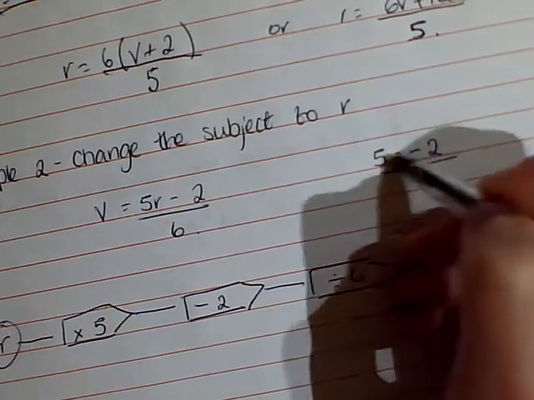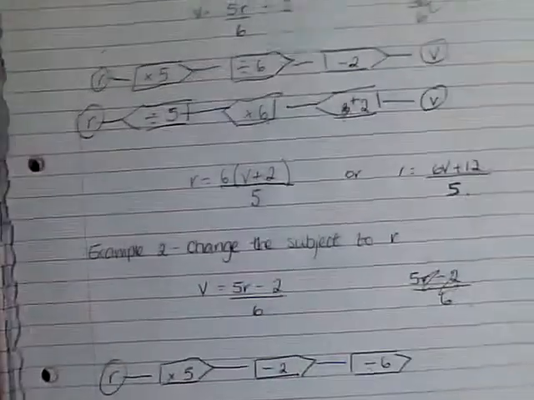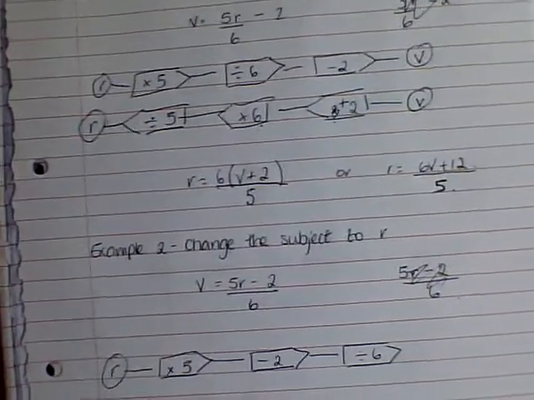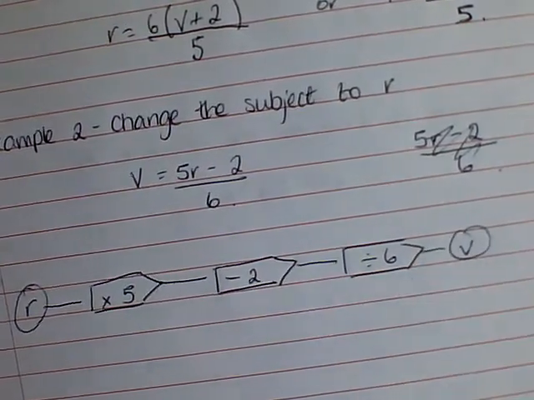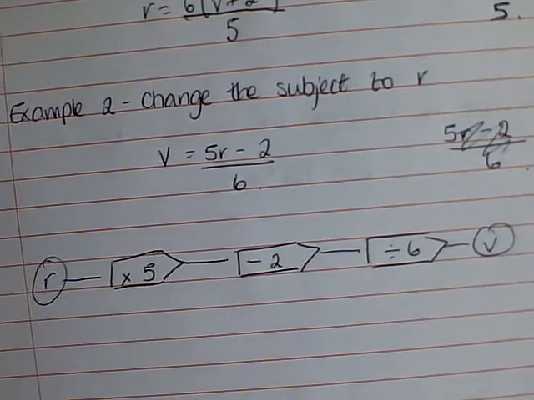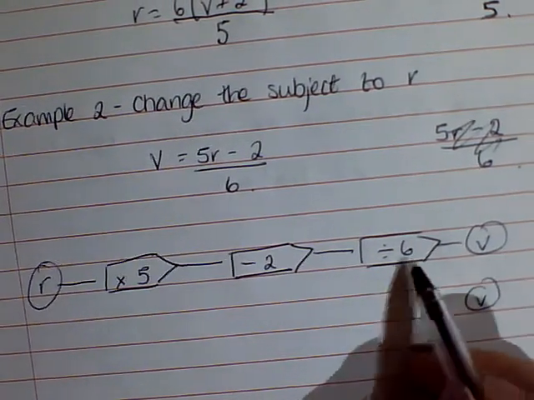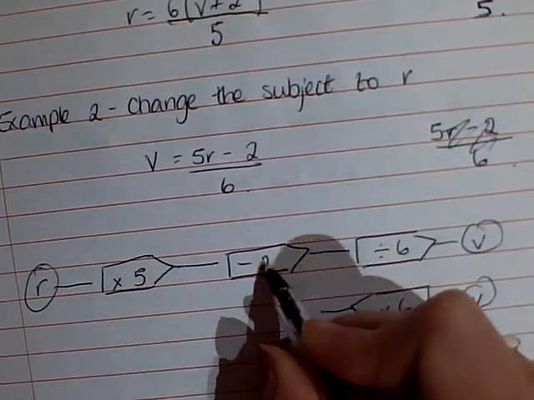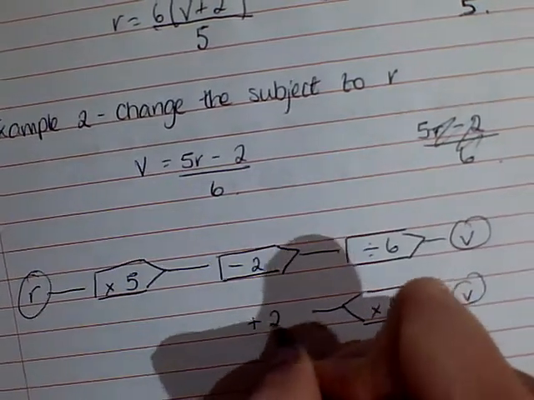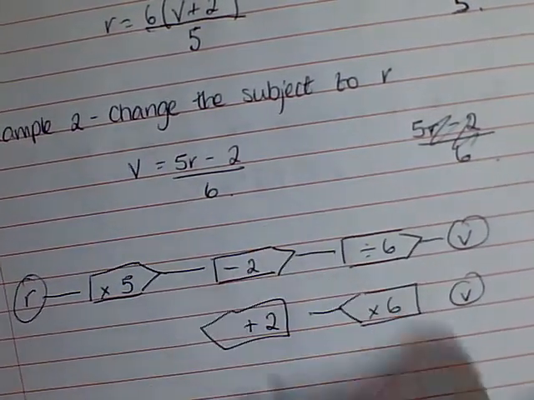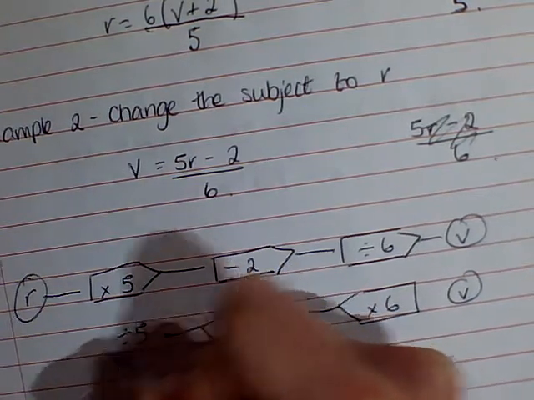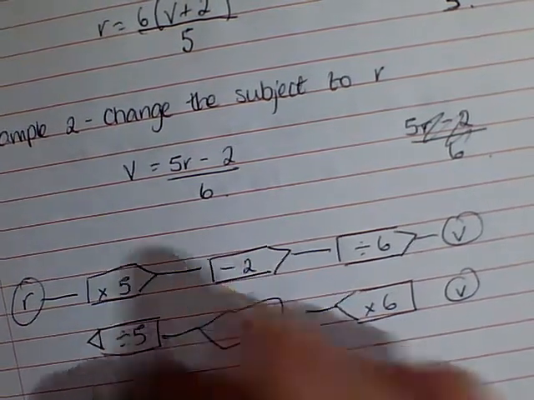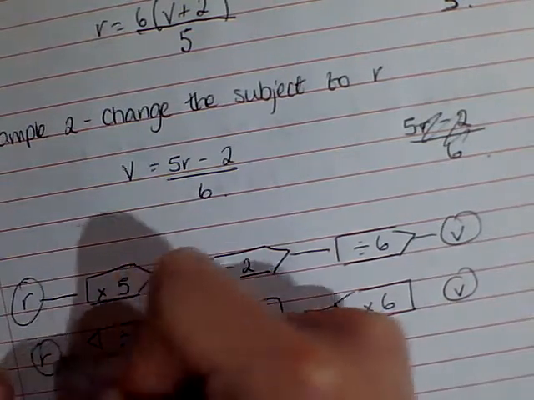So the only difference between those two is the order of the steps has changed, but it makes a huge difference. And that gets me B. Now I want R to be the subject, so we'll reverse this process. So B, divide by 6, times by 6. Subtract by 2, you're going to add by 2, Miss Todd. And times by 5, divide by 5. And that's going to give me R.